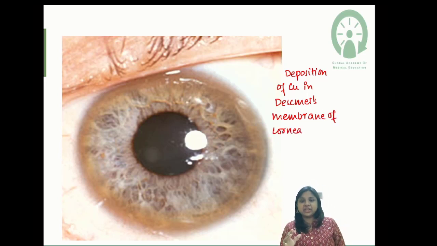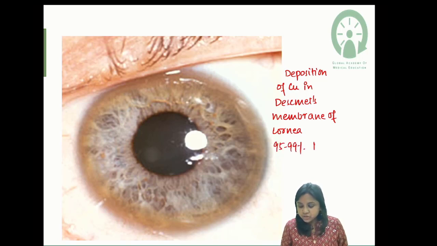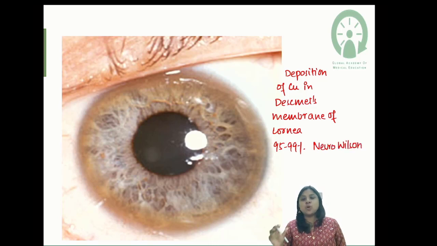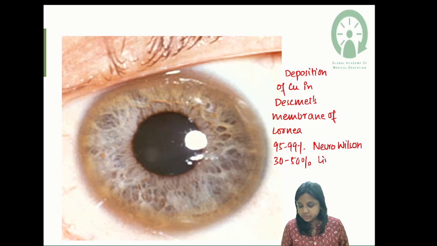If you get a KF ring, it is 95 to 99% associated with neurological manifestations of Wilson, or neuro-Wilson. So usually there is a copper deposition in the basal ganglia. You will have choreoathetoid movements, dystonic features, psychosis, etc. And in 30 to 50% cases, it is associated with liver manifestations of Wilson disease. And in 10 to 20% cases, it may be asymptomatic.